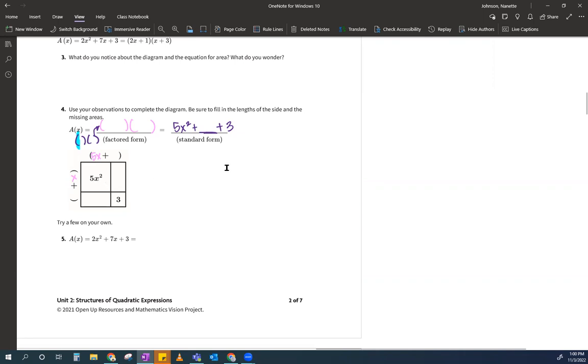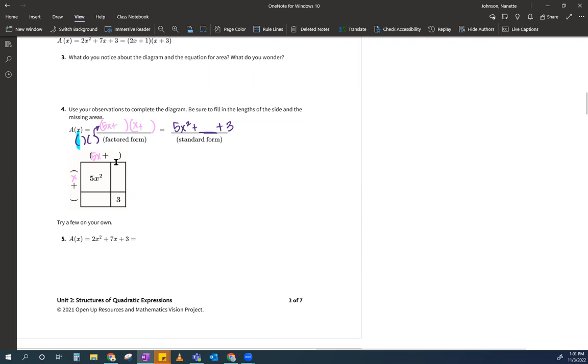Perfect. So can you imagine 5x squared? 1, 2, 3, 4, 5. Can you imagine my 5 squares in a row right here? Good. And then I have 3 here. So, okay. What times what will give me my 3? What times what? So then that gets 5x times x. Yeah, it's 3 and 1.